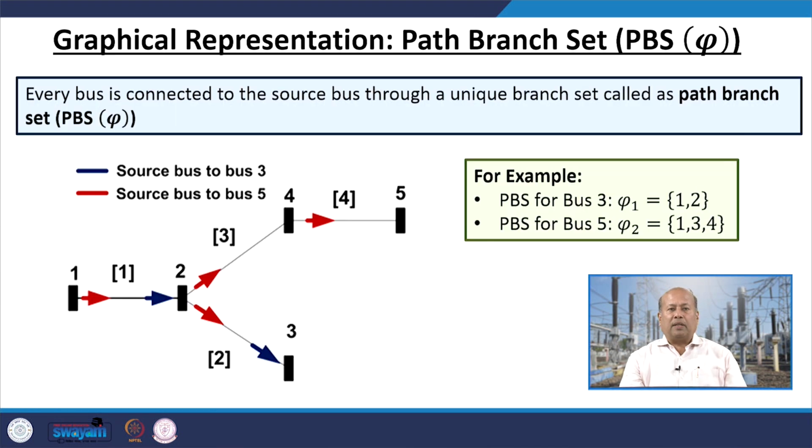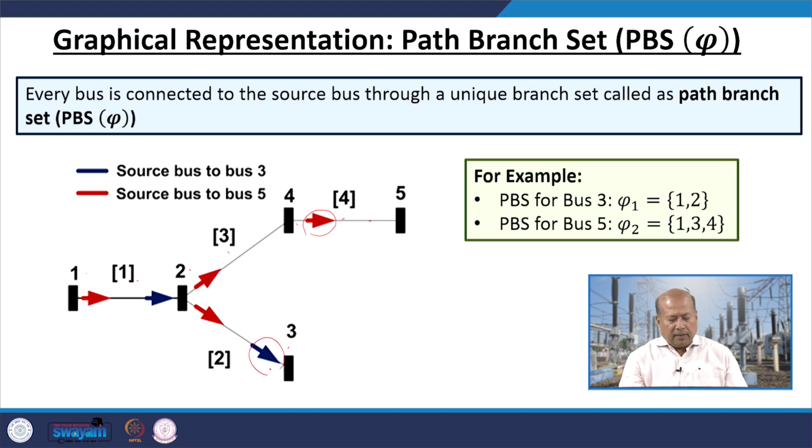Now, every bus is connected to the source bus through a unique branch set called the path branch set, that is PBS. What we wanted to highlight here is, if you have a network having 5 buses, 1, 2, 3, 4, 5, with branch numbering 1, 2, 3, 4, we can simply say the blue line is the source bus to bus 3, and the red line is the source bus to bus 5. Okay, so you could see the red lines as well as blue lines.